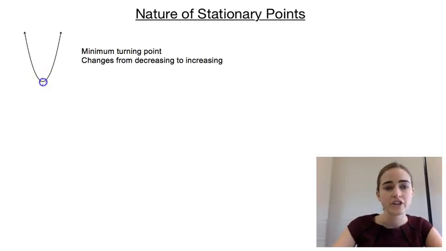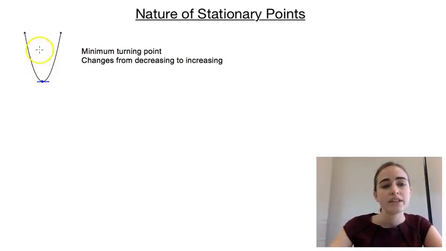So we have a stationary point just here because the gradient of the tangent at that point is 0. And we can see that at that point, it changes from being a negative or decreasing function to being an increasing function. So it's changing from a negative gradient to a positive gradient on either side of that stationary point.